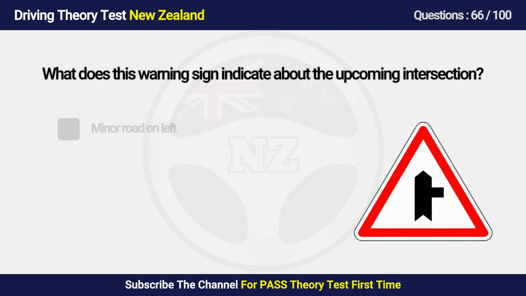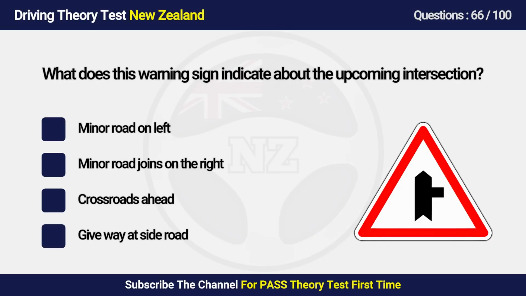Question 66. What does this warning sign indicate about the upcoming intersection? A. Minor road on left, B. Minor road joins on the right, C. Crossroads ahead, D. Give way at side road.